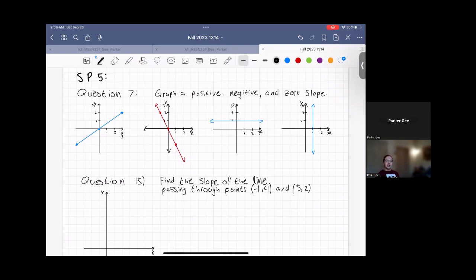Today, we're going to be going over some SP5 questions. Some of these were a little bit difficult to get through, so we're just going to run through them a bit. Question 7 says, sketch the graph of three different lines whose slopes are positive, negative, and zero. We've already sketched some graphs, so we're just going to look at the graphs to see if they are positive, negative, or zero.